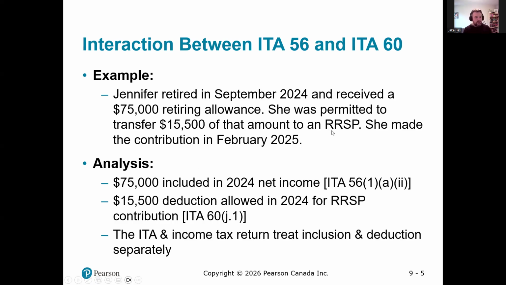Now, for RSP contributions, which we will talk about in much more detail later in this course, you are allowed to deduct contributions as long as you make them within the first 60 days of the year. So since the contribution was made in February of 2025, that's early enough in the year that we can subtract this amount from our 2024 income. So Jennifer will add $75,000 to her income because she received that much money. But because a portion of it went into this pension account, she's allowed to subtract from her income that portion that was contributed. The Income Tax Act or an income tax return treats the inclusions and deductions separately.